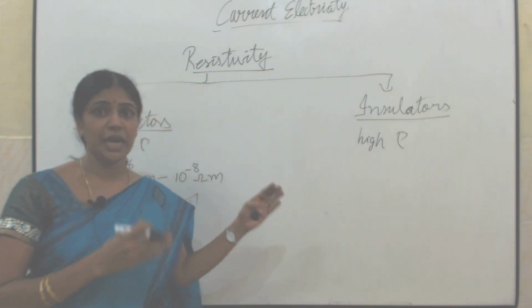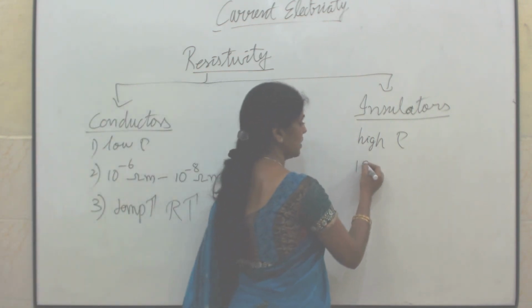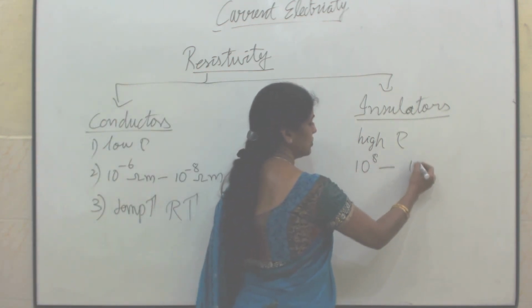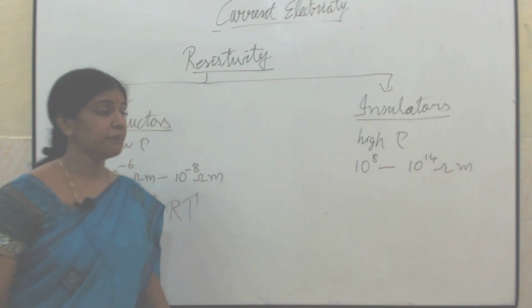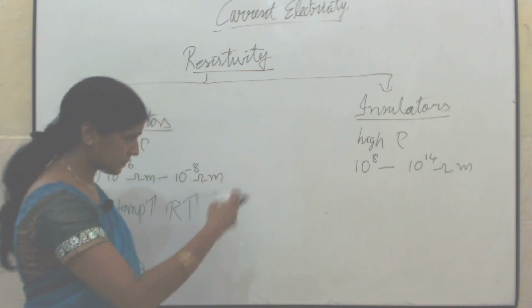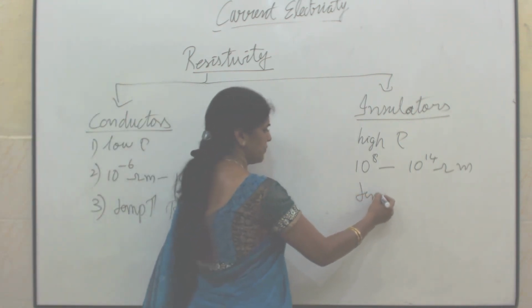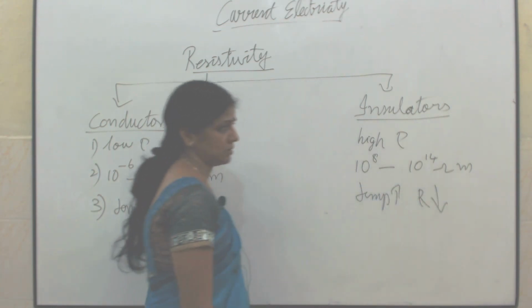It will offer very high resistance for the flow of charges. Then what happens to its value? It will be 10 power 8 to 10 power 14 ohm meter. This will be the value of the resistivity for insulators. For insulators, if the temperature increases, the resistance decreases.